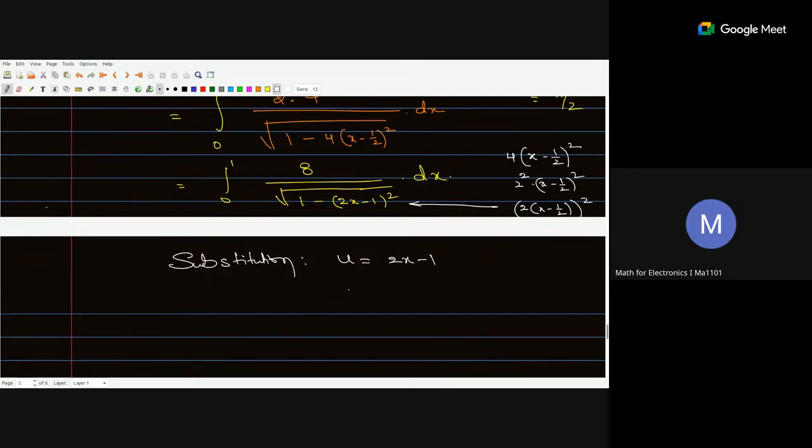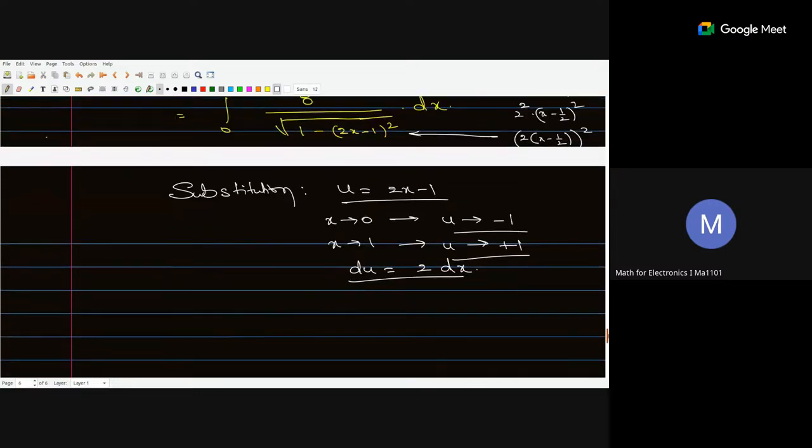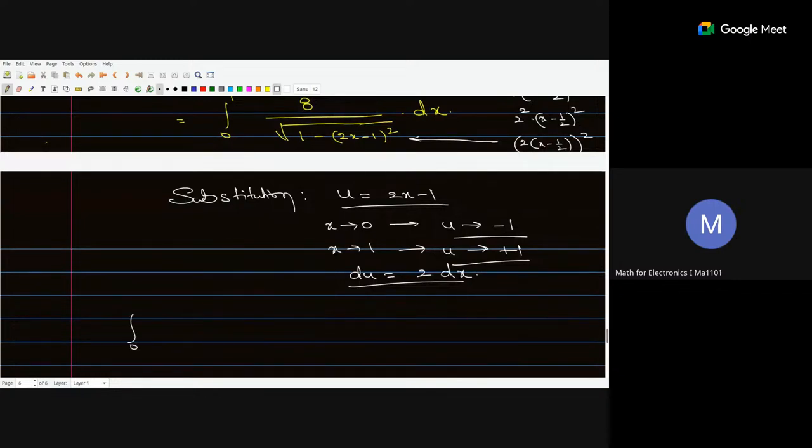Okay. Now you just substitute u is equal to 2x minus 1. If I substitute this, as x tends to 0, u goes to minus 1. And as x tends to 1, u goes to plus 1. And du is 2dx. Correct?